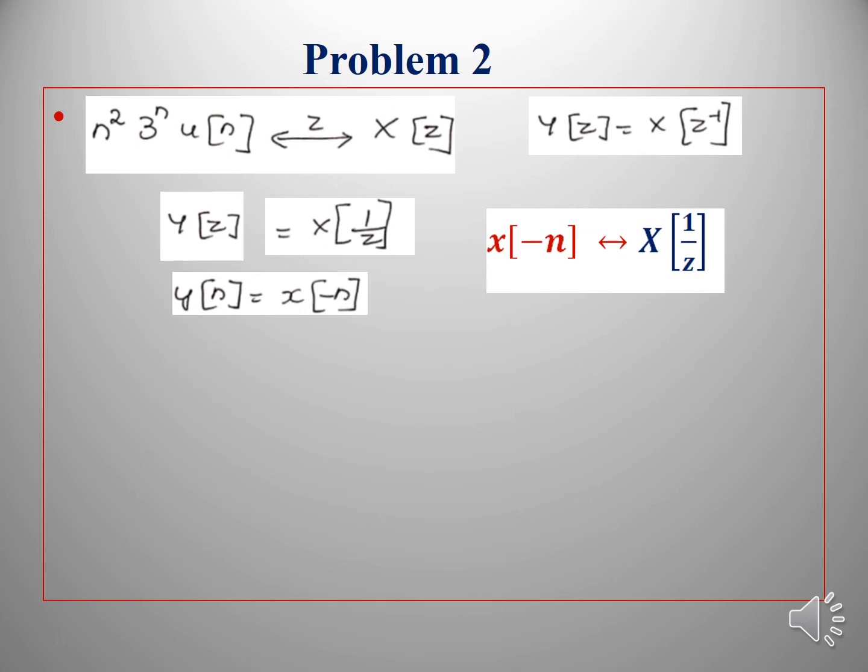Thus, we would be getting the value of y of n as x of minus n, resulting in replacing the expression of x given by n square 3 power n u of n everywhere by minus n. We would be getting minus n the whole square, which would be n square 3 power minus n into u of minus n.